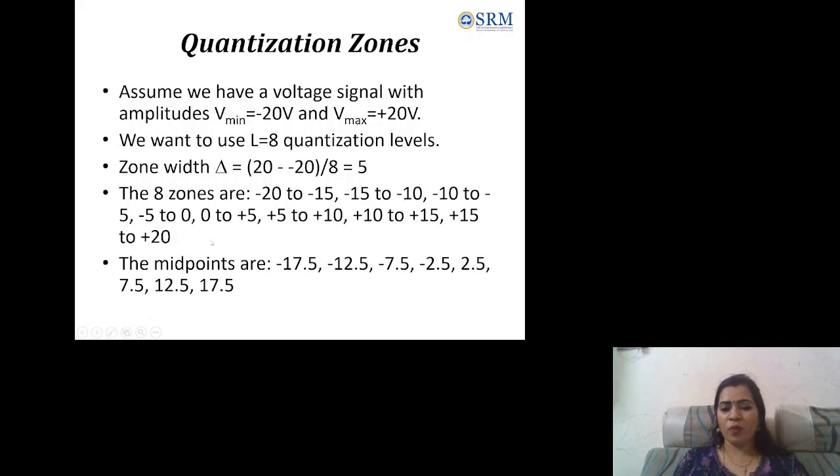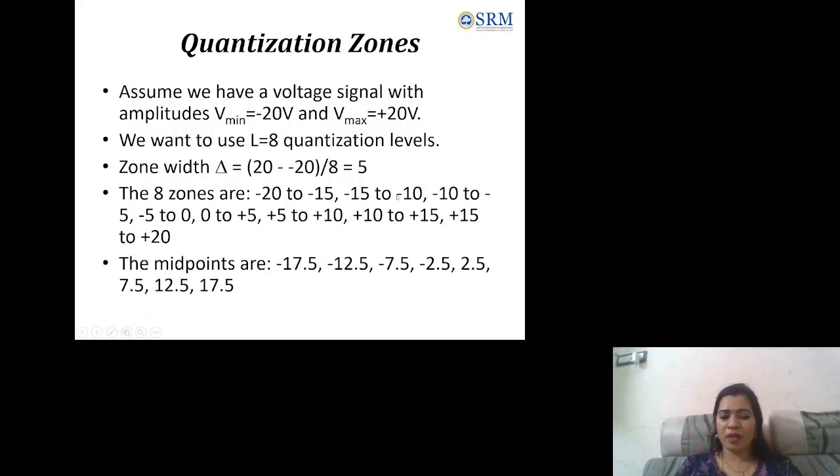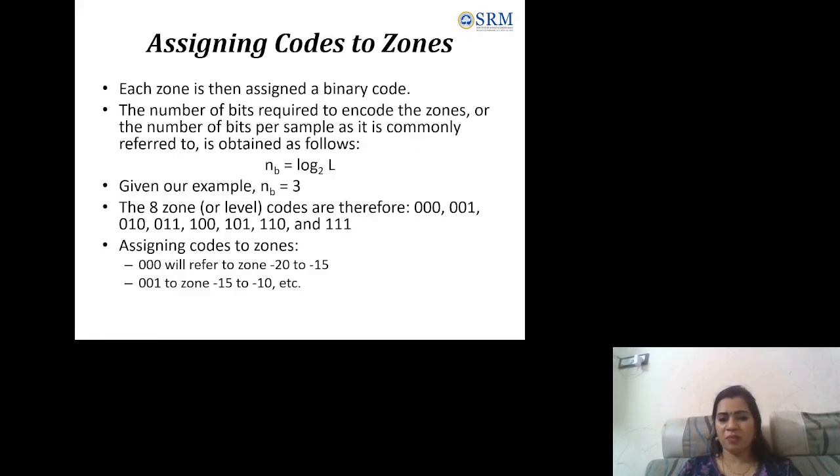Then the midpoints of the zones are calculated. Minus 20 to minus 15, midpoint is minus 17.5. Then minus 15 to minus 10, midpoint is minus 12.5. And the remaining zones' midpoints will be calculated in a similar way.